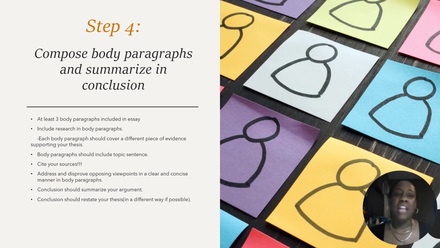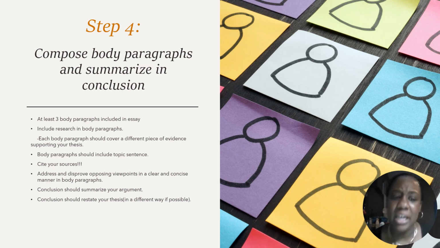All right. And step 4, you're going to compose the body paragraphs and summarize in your conclusion. For me, I would say at least 3 body paragraphs. Each body paragraph is going to cover a different piece of the evidence that supports your thesis. So, the more paragraphs that you have, the more evidence that you have, the more credible that you seem, and the better chances of persuading that reader from one way to the other. As long as you cite your sources, I am fine with whatever you'd like to submit, but it must be at least 3 paragraphs.